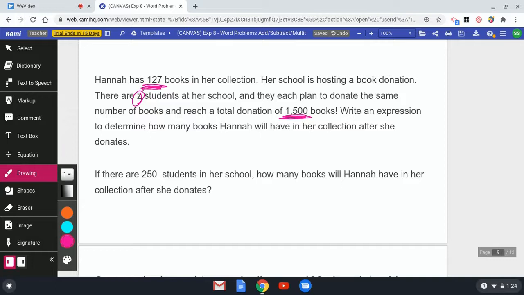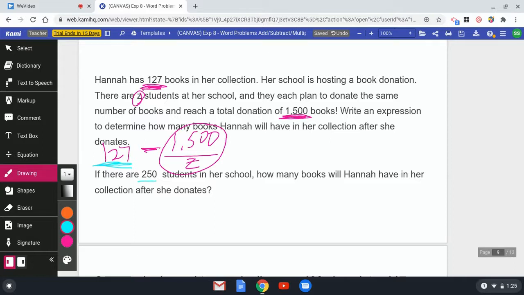This one has a lot, right? Let's start at the 1,500. The school wants to gather 1,500 books, right? If I divide that by however many students I have, that would tell me how many books each student needs to bring, right? Hannah has 127 books to start with. So she's going to start with that minus however many books each student needs to bring. 127 has to come in the front. It won't work the other way.